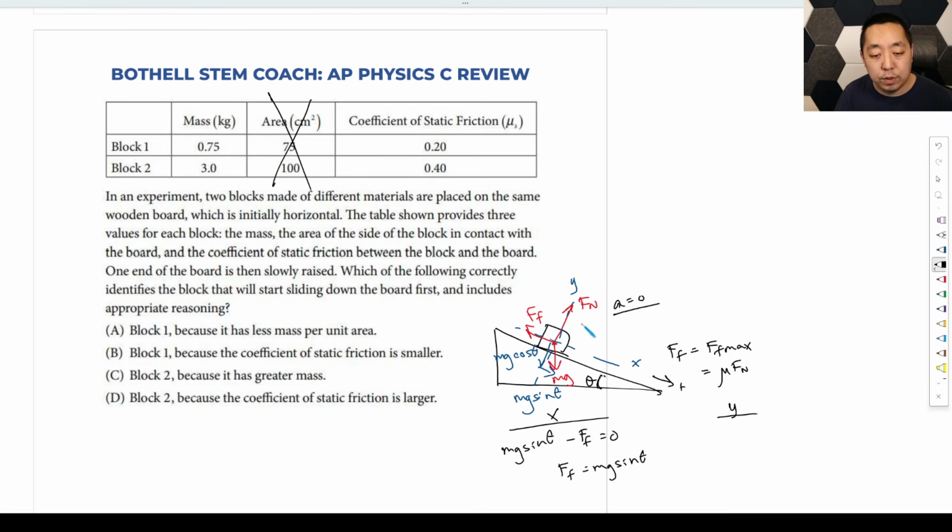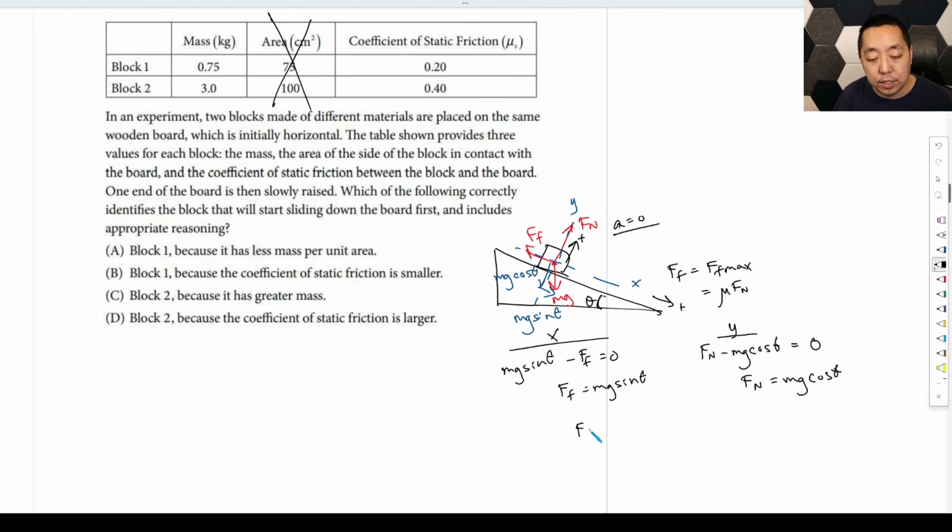In the y direction, if we say this direction is positive, then the normal force is in the positive y direction. mg cosine theta is in the negative direction. That equals 0 also, so the normal force equals mg cosine theta. And your frictional force needs to be less than or equal to the maximum static frictional force. So mg sine theta has to be less than or equal to mu s times mg cosine theta. The g's cancel, the mg's cancel.